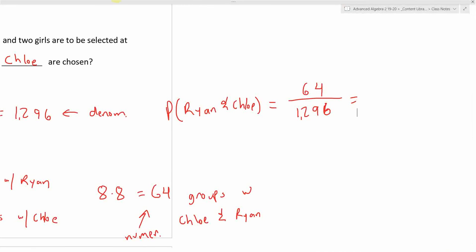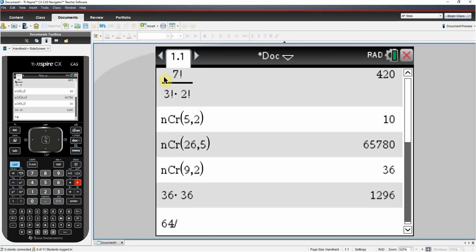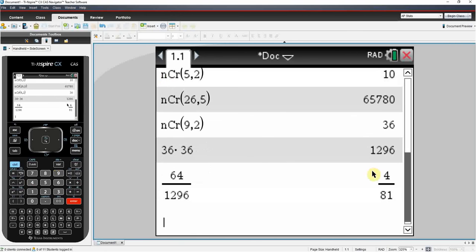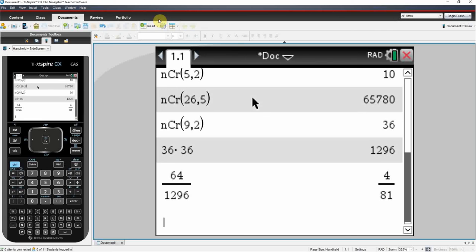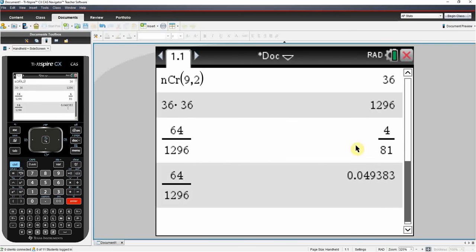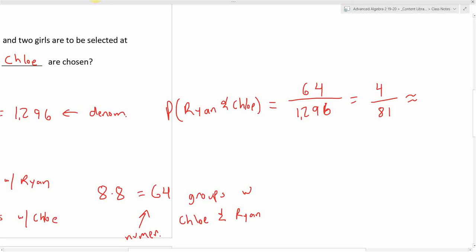If we want to reduce that, we can do that. 64 over 1,296 reduces to 4 over 81, which might be a little bit easier for us to sort of digest and think about in our head. We can also always represent probabilities as a decimal, so we could approximate that as 0.049. 3 decimals is plenty when you're approximating a probability. So 0.049. There's about a 5% chance that Ryan and Chloe would both make the team.